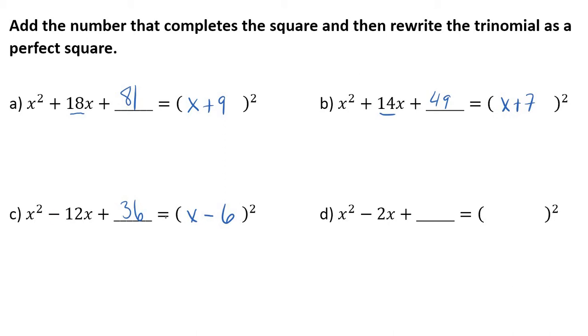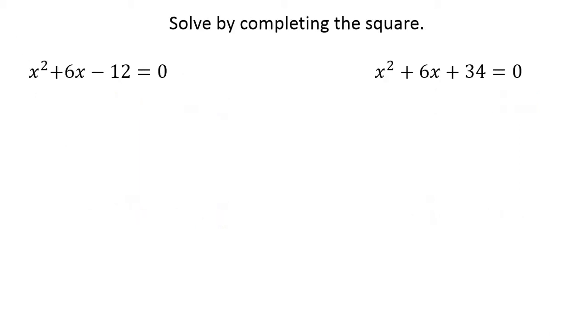Now the sign here also has to go with it, right? How about this one? Half of 2 is 1 squared is still 1. So you just add a 1 here, and this is x minus 1, quantity squared. So that's just a little taste. What number do we add to complete the square? Let's apply that to solving problems.